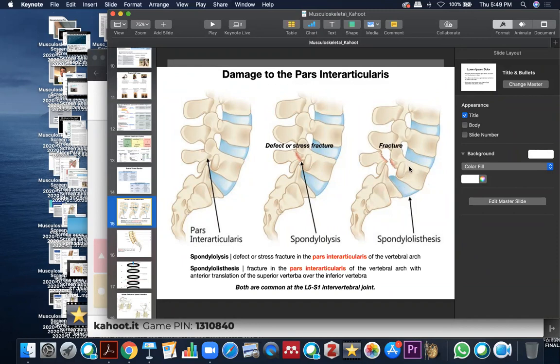And they always show this level. It can happen anywhere. I don't think that it's specifically L5, S1. It can happen anywhere in the lumbar spine. It's just that it's really common. Pius says it's common with the female gymnast.